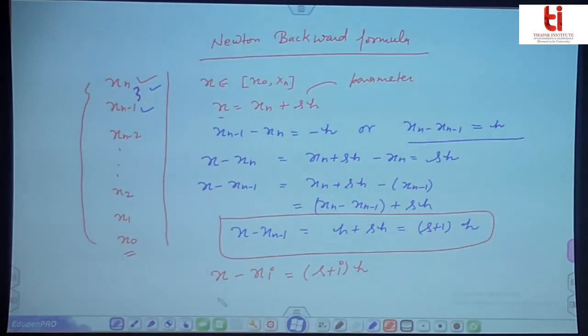So x minus x0 will be computed accordingly. When it is xn minus 1, it is s plus 1 into h. For xn minus 2, x minus xn minus 2 is s plus 2 into h. So x minus xi means s plus i into h.